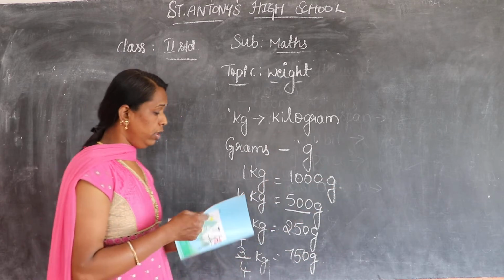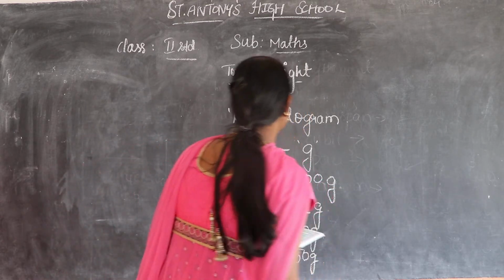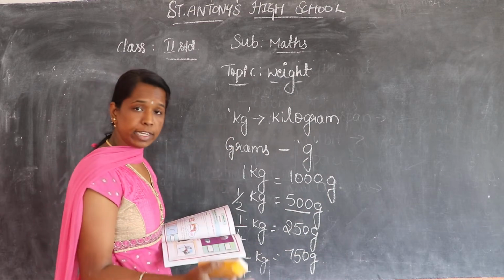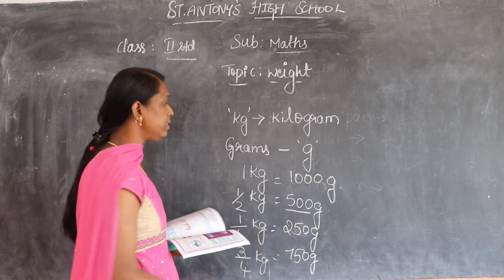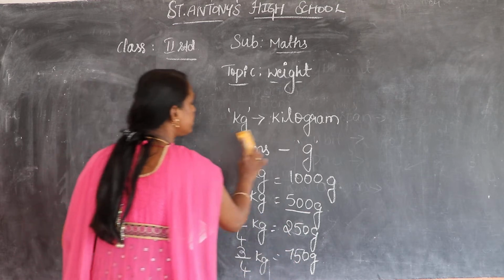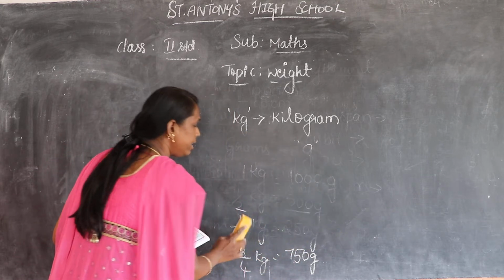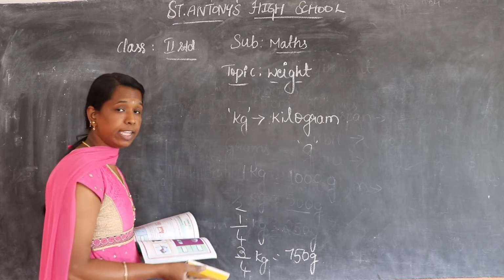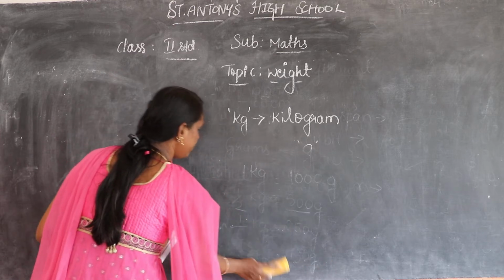Okay, so today you have to visit your nearest shop and buy some things. You have to see the weighing balance, and write the measurements if they are given in terms of kg or in terms of grams. Okay children?